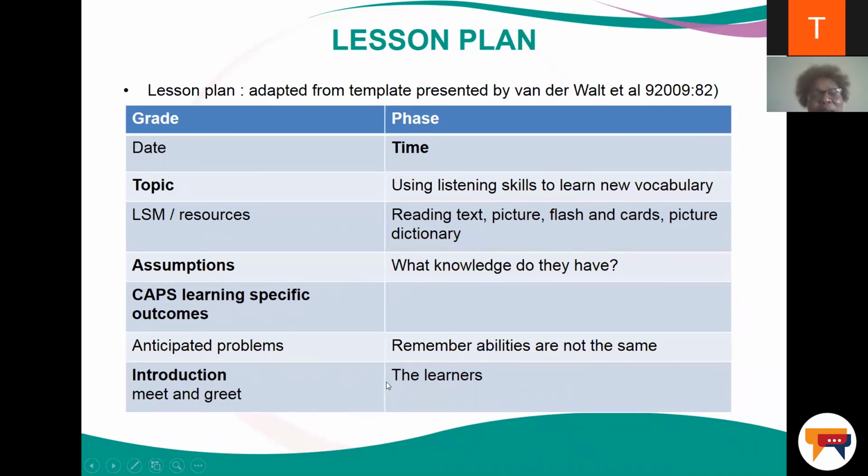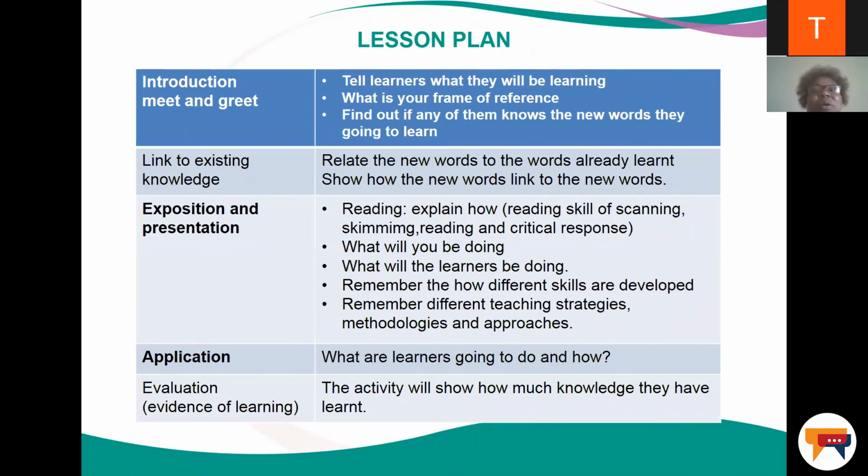You must remember that. Introduction: meet and greet the learners. You meet and you greet the learners, and you tell the learners what they will be learning. What is your frame of reference? Find out if any of them knows the new words they are going to learn, because remember, you've put those words on different flashcards. And say, today we're going to learn about these words.